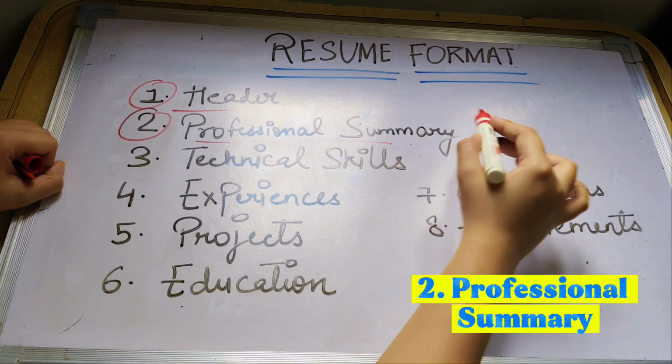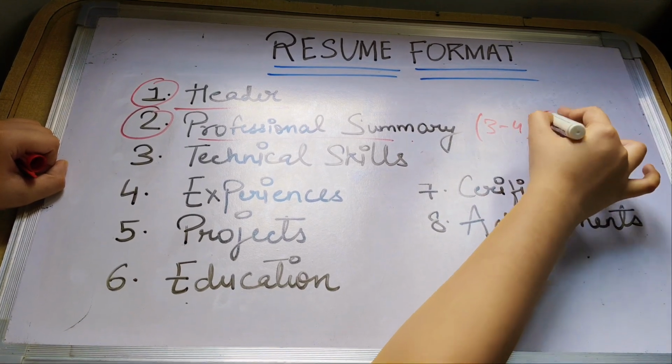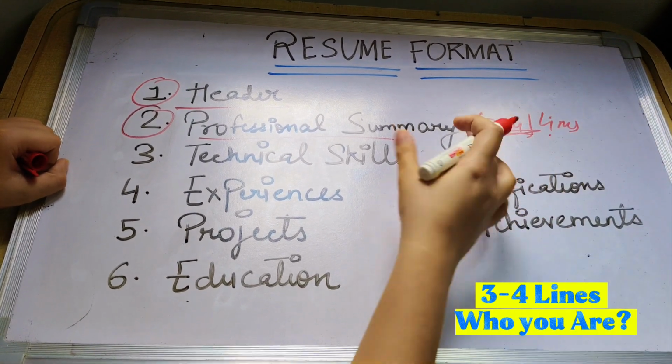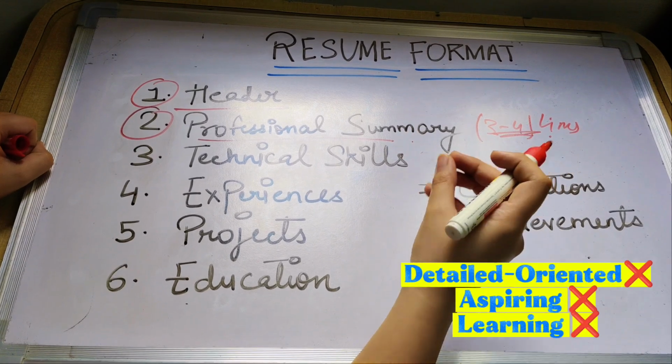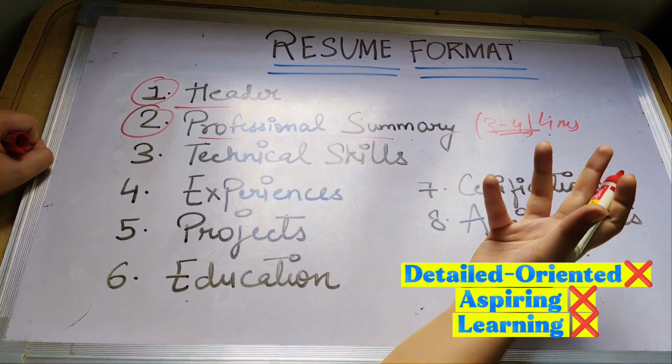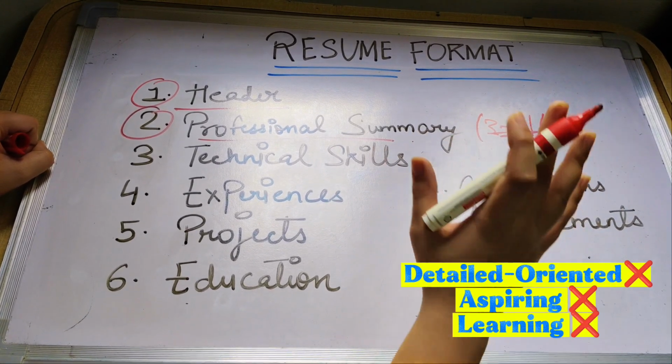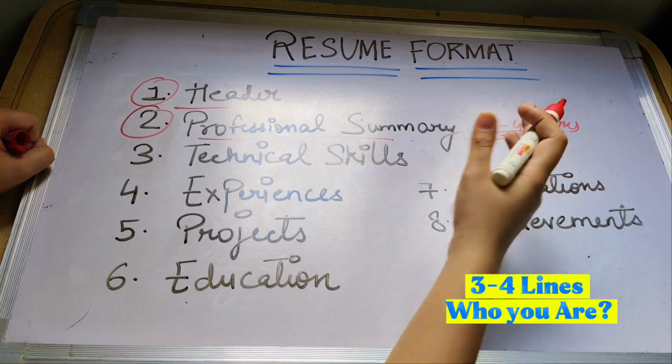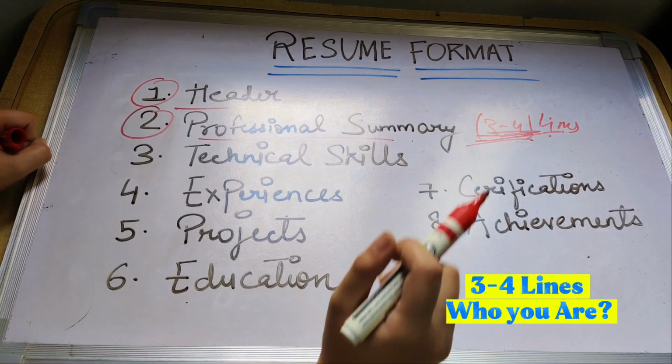Number two is professional summary. In the professional summary, you just have to add 3 to 4 lines. And do not add common and creepy keywords like detail oriented, aspiring, I'm learning. No, just add 3 to 4 lines on who you are and what you provide.